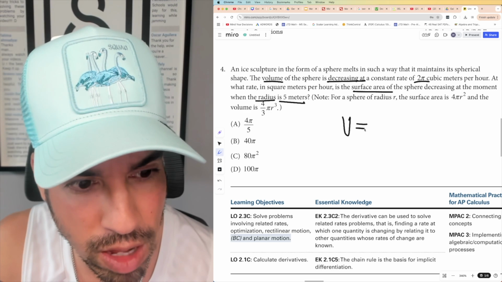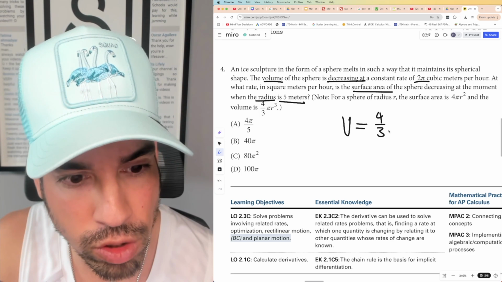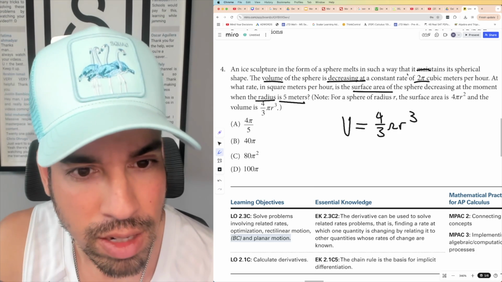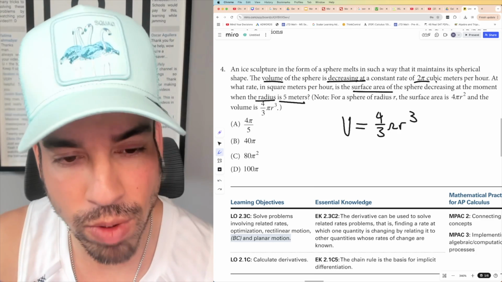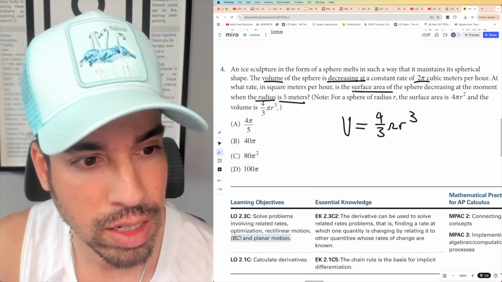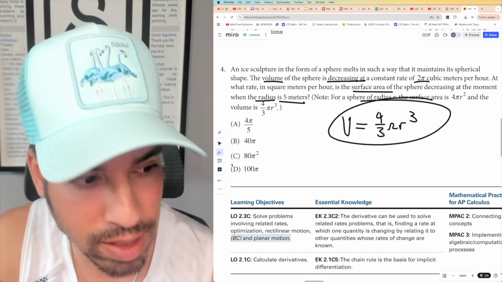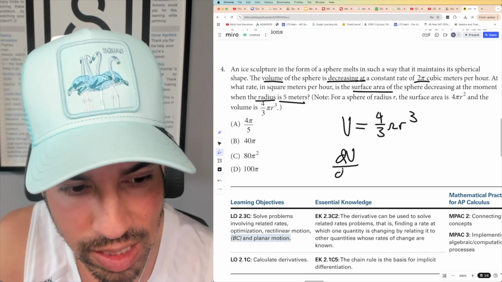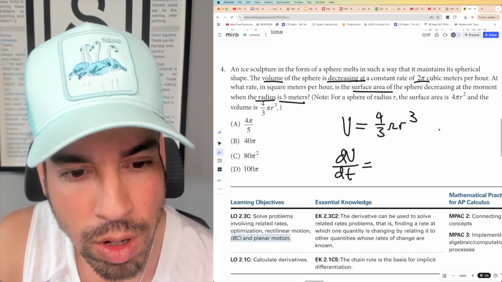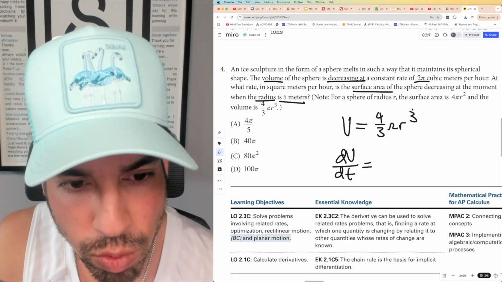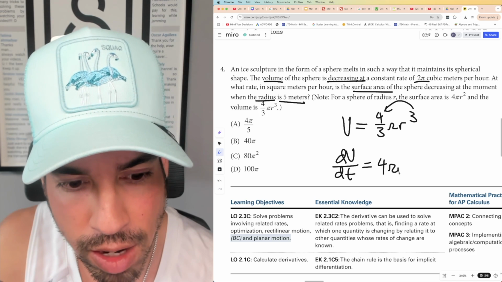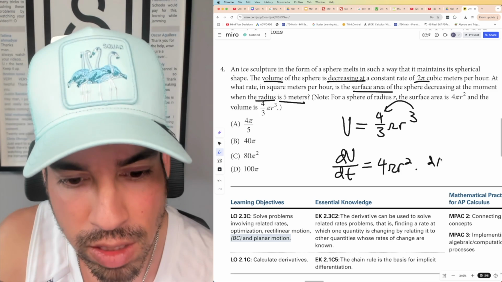So we're going to start with volume equals 4/3 pi r cubed. And since they give us this dV/dt rate right here, the rate at which the volume is decreasing, it makes sense to take the derivative of this volume formula. So we're going to take it with respect to t. We get dV/dt is equal to, and then the derivative, we're going to use the power rule. So multiply the front by 3. 4/3 times 3 is 4 pi r squared times dr/dt.